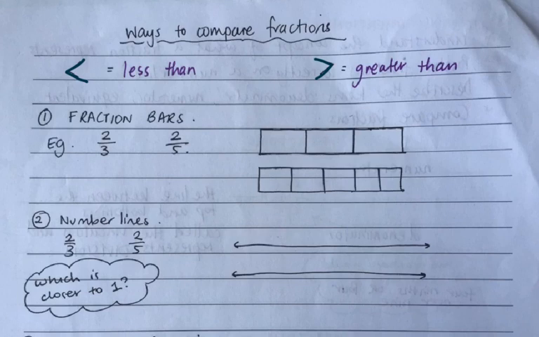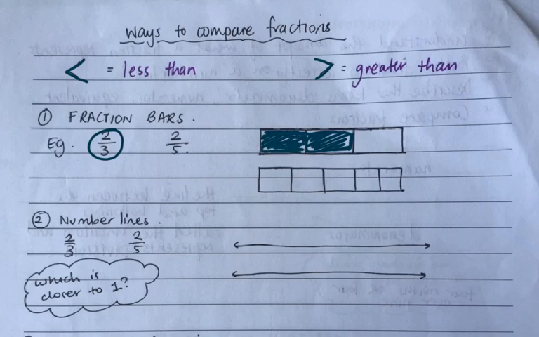So the first one is to use fraction bars. It's important that if you use the fraction bars that you actually draw them so that they line up at the start and the finish. It's the only way to compare them. The denominator has told us how much to divide each of the fraction bars by. So if you look at the top fraction bar, it is divided by 3. So if I had to colour in this particular fraction, it's 2/3. So I'm going to colour in 2 of these bars here.